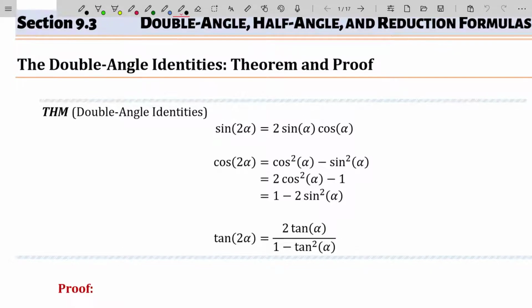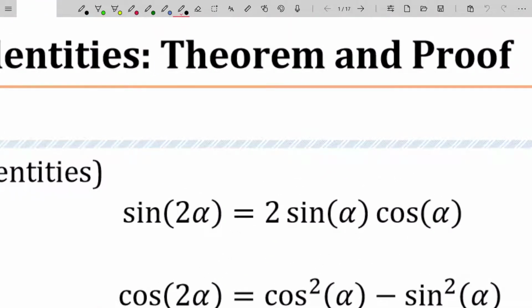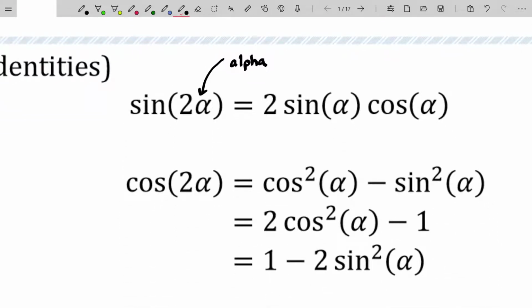So first of all, the identities themselves. The sine of twice an angle is 2 times the sine of the angle times the cosine of the angle. And I'm using alpha as the angle here. If you didn't know that, that's the Greek letter alpha, lowercase alpha actually. Cosine of a double angle has 3 forms, and which one you use just depends upon the situation.